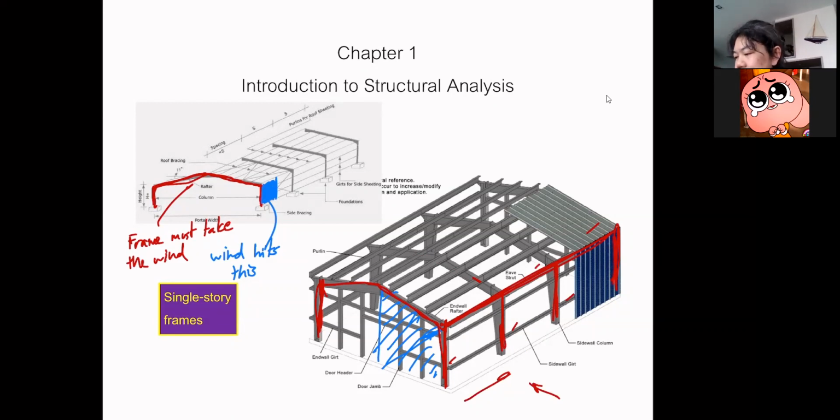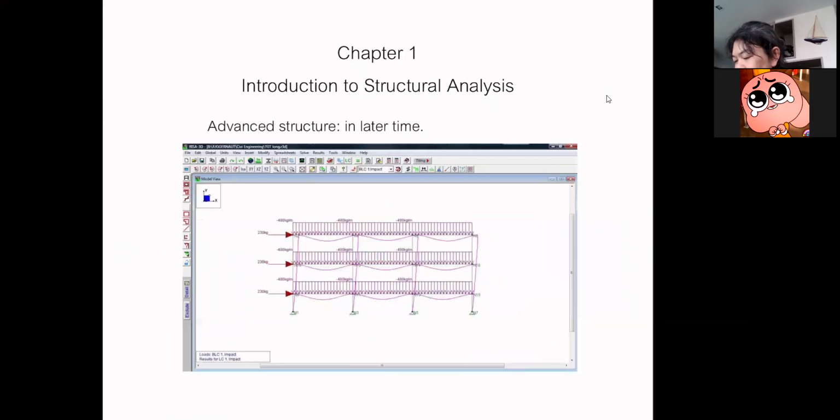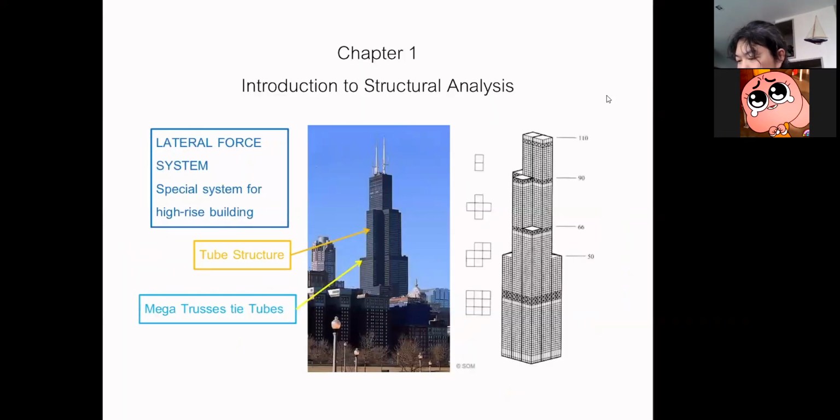Okay, so let's try to see, when the frame gets complicated, we will need the computer program to help us analyze the structure. Actually there is more than one lateral system to help resist the lateral load. You get a very complicated system in high-rise buildings such as this one.